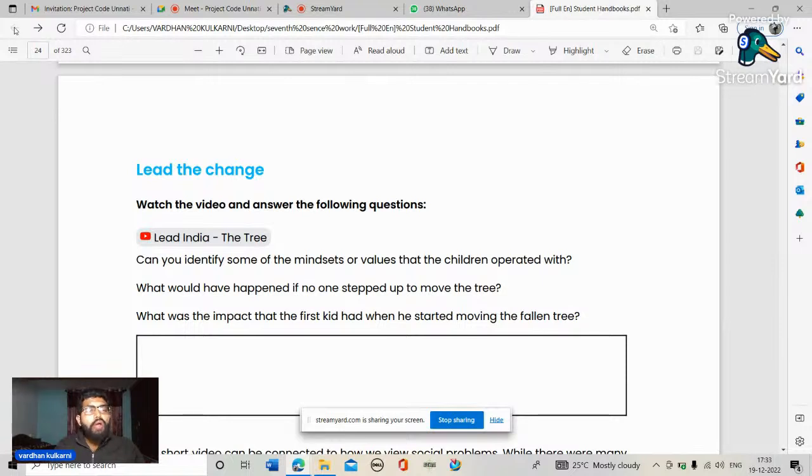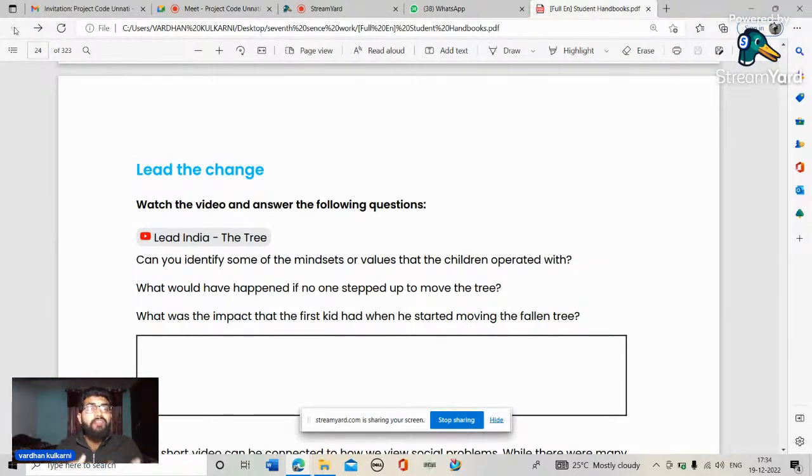And what would have happened if no one had stepped up, if the trunk wasn't moved? It might take hours for a crane to come and move the trunk away from the street. That would have taken a long time. They would have had to choose alternative ways. Then probably the patient in the ambulance might have suffered a lot.